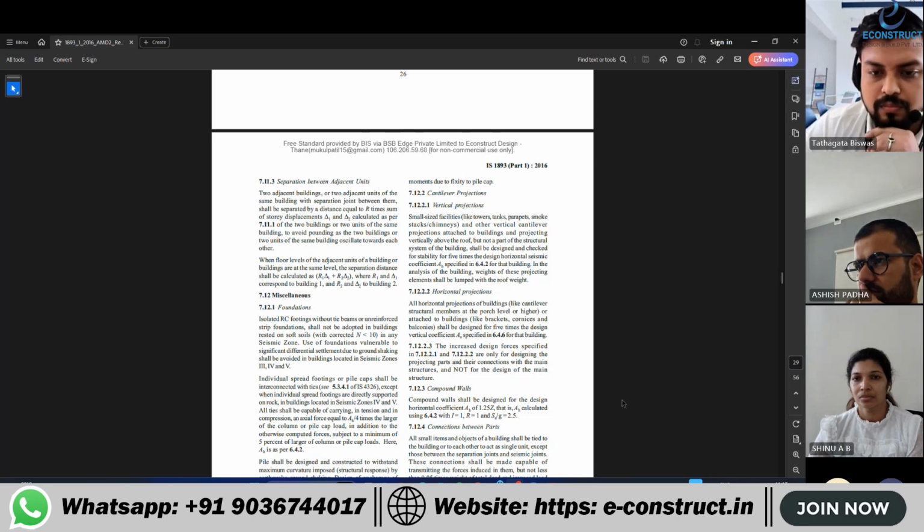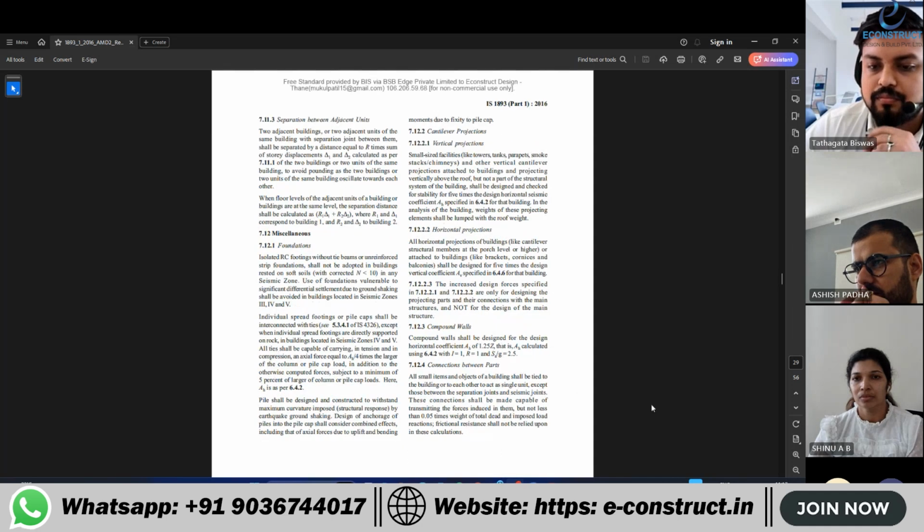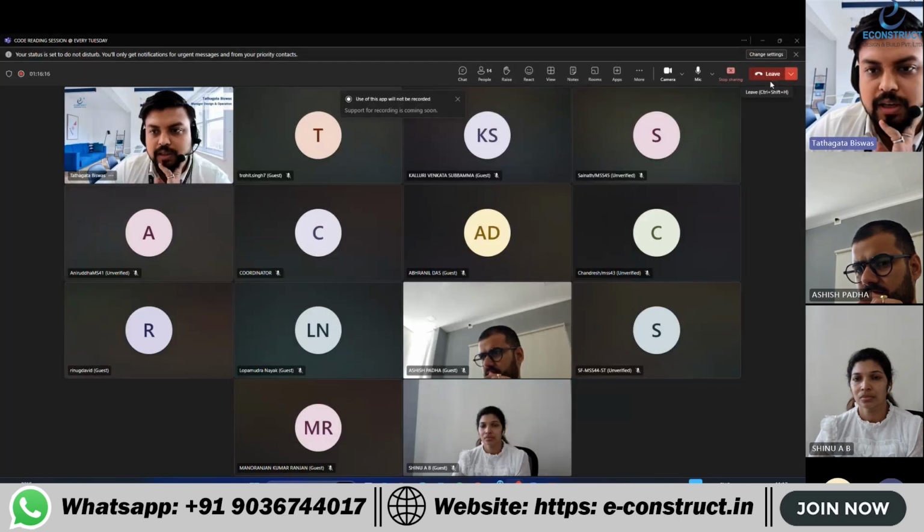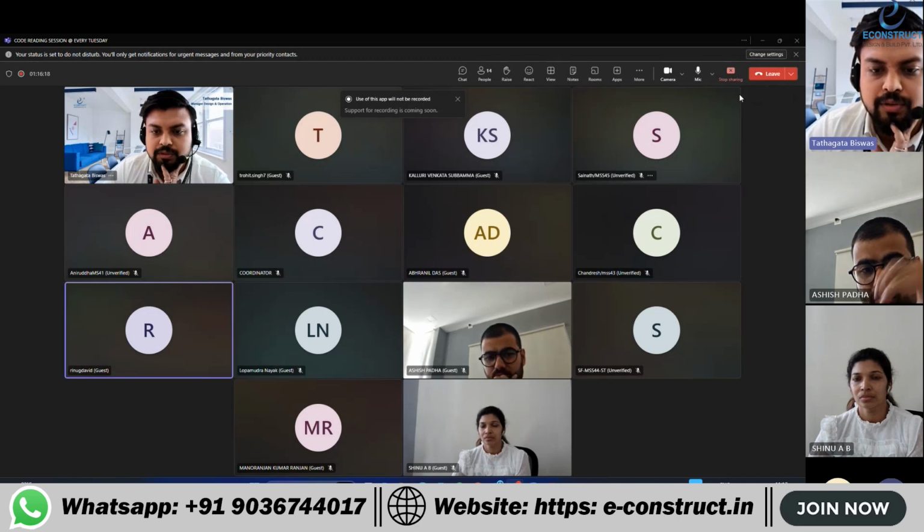7.12.2.2 Horizontal projections. All horizontal projections of buildings like cantilever structural members at the porch level or higher, or attached to the buildings like brackets, cornices and balconies, shall be designed for 5 times the design vertical coefficient AV specified in 6.4.6 for that building. Wait, wait. 7.12.2. Next person. I think Sainath, Subama, and Safe are left.